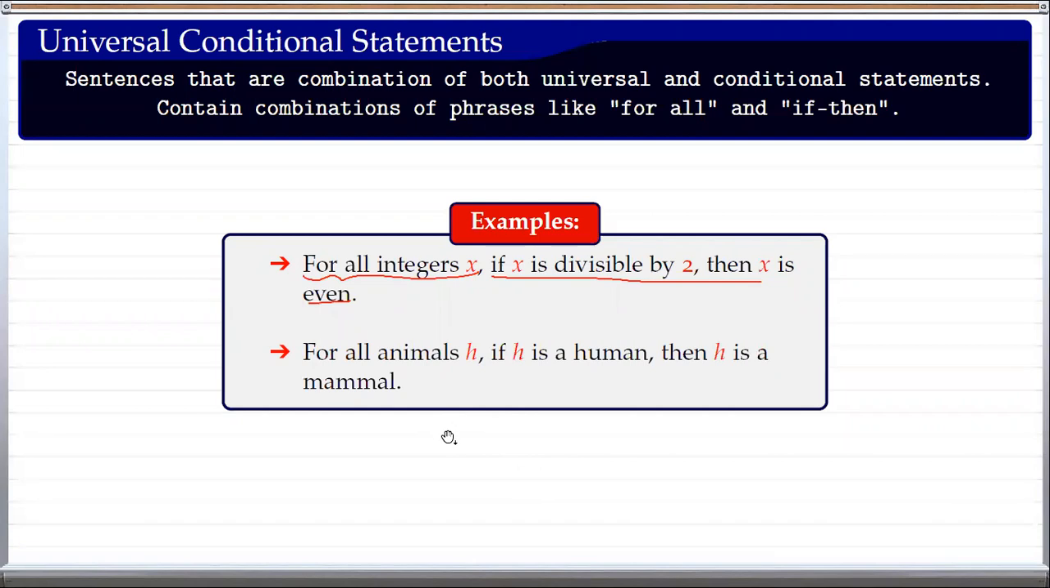And next example, for all animals H, if H is a human, then H is a mammal. This one also has a universal part, which is this one, followed by a conditional part, which is that one. So this is also a universal conditional statement.